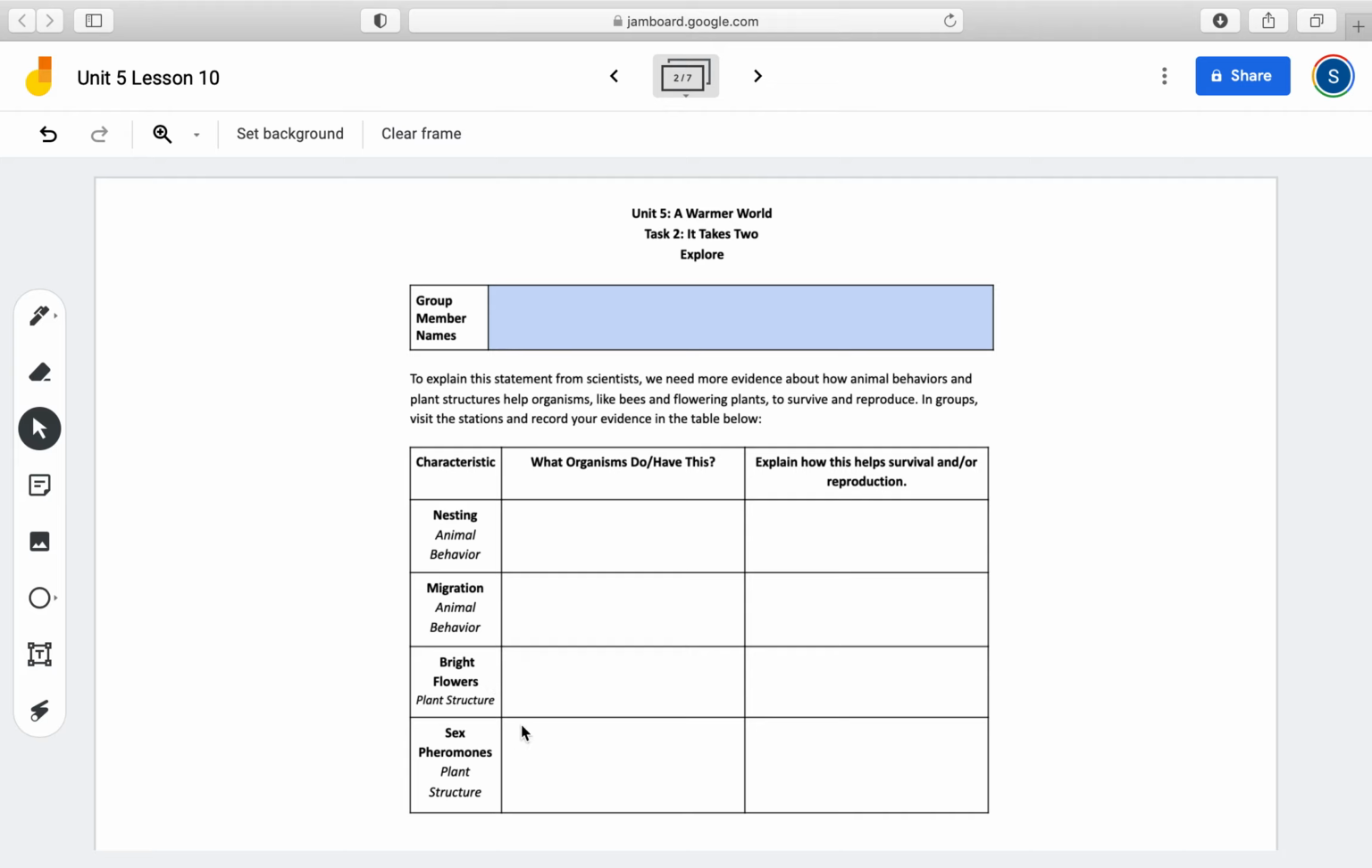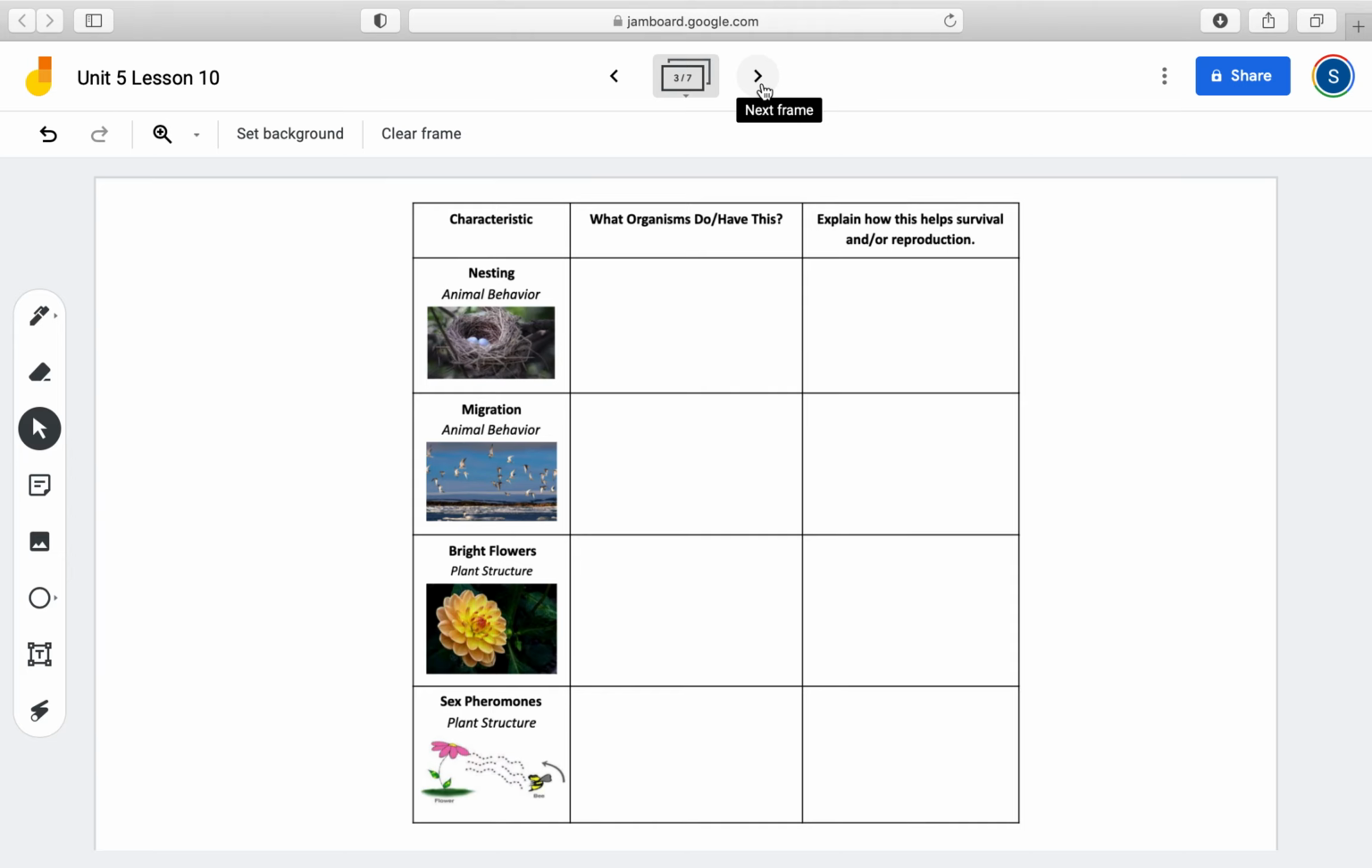For the second column, for each of the characteristics, they write what organisms do or have this. And for the last column, they explain how this helps survival and or reproduction. So one way to add a visual support to this document would be to add visuals to support the words in this characteristics column. So I made something like this.